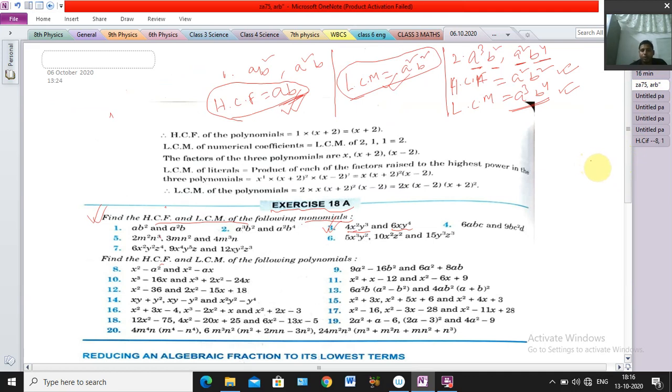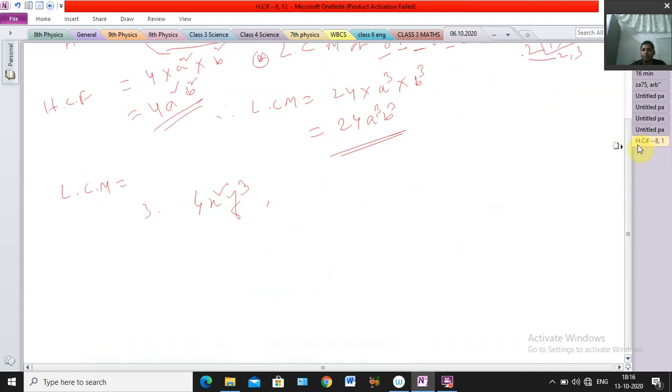And 6x y to the power 4. Okay, 4x square y cube and 6x y to the power 4. This is the question. So we have to find out the HCF and LCM. So directly we can do it or not? Directly we can do it. Clear? Okay. So see how to do.